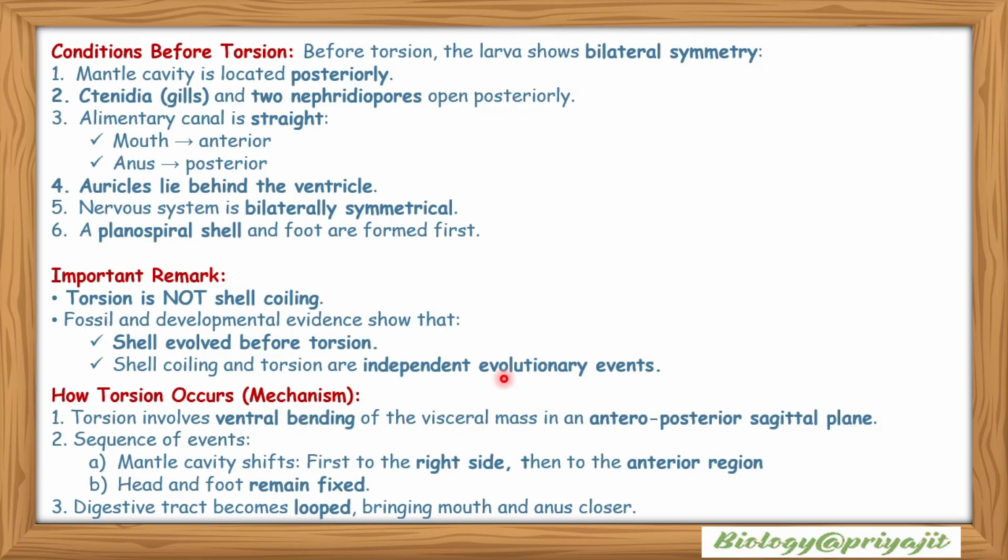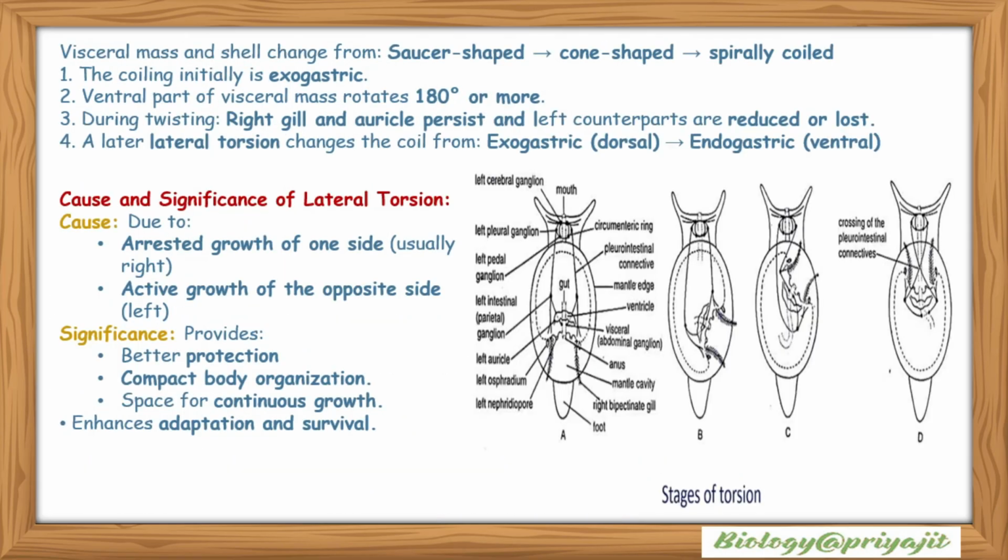Torsion involves ventral bending of the visceral mass in an anteroposterior sagittal plane. The sequence of events includes the mantle cavity shifting first to the right side, then to the anterior region. Head and foot remain fixed. The digestive tract becomes looped, bringing mouth and anus closer. The visceral mass and shell change from saucer shaped to cone shaped and spirally coiled. The coiling is initially exogastric and the ventral part of the visceral mass then rotates 180 degrees or more. During twisting, right gill and auricle persist and left counterparts are reduced or lost.